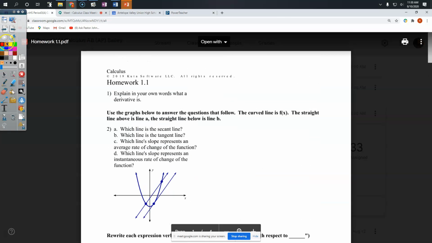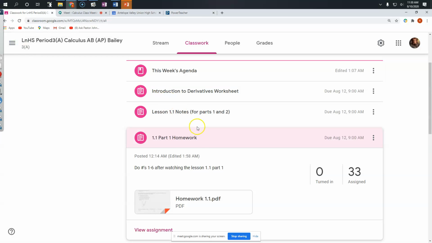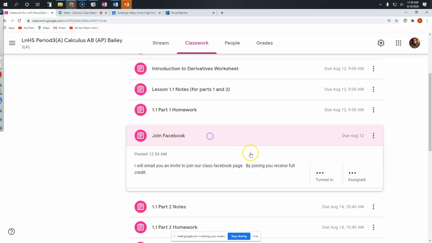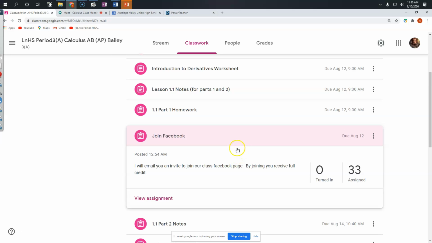And just so you know, read the little notes that I put in here. For instance, on 1.1 homework part 1, there's an important little message here. It says do 1 through 6. The worksheet actually goes up to number 22, but you're only doing 1 through 6. We're going to do the other ones later on. And then finally, the last thing that's due by Wednesday is joining Facebook.